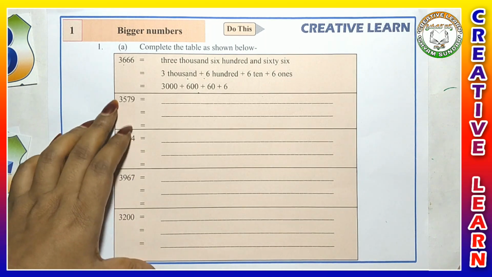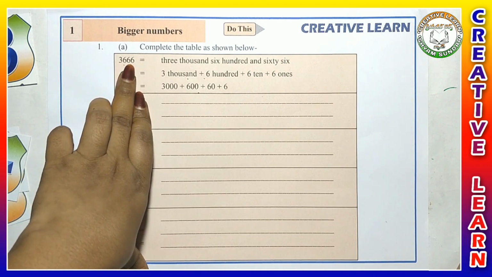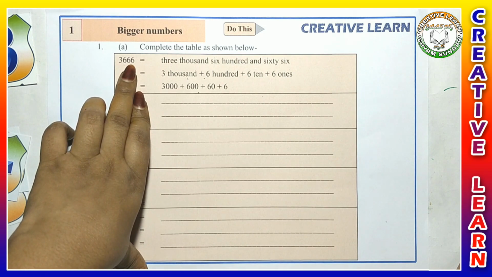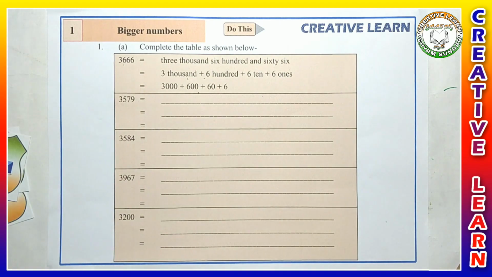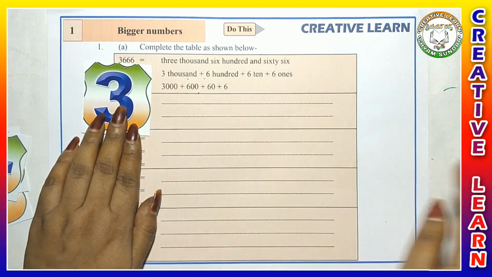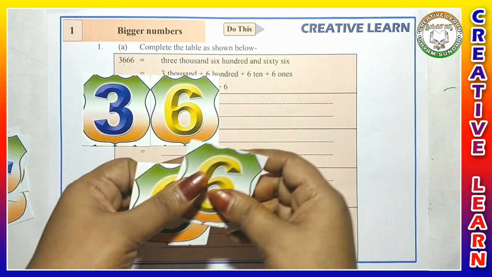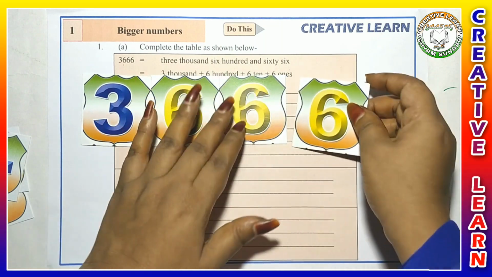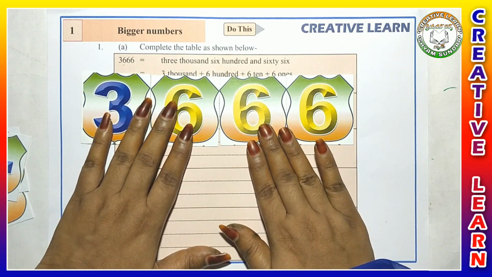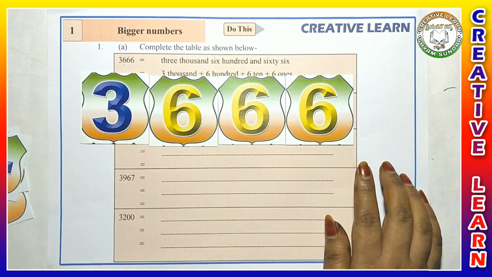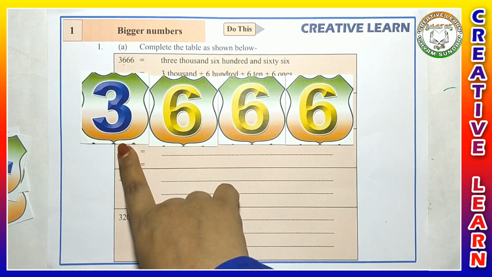Okay, let's see here. One table is given. First number: 3666. Once again, see 3666. Okay, let's form the number. This is the number 3666. So here let's see the place values: ones, tens, hundreds and thousands.